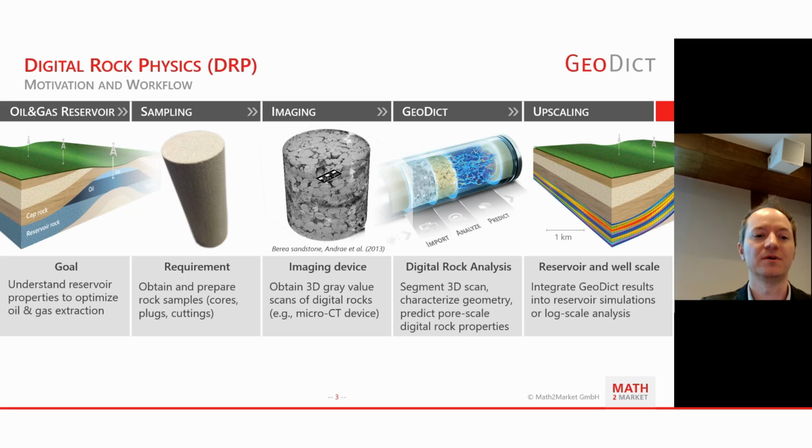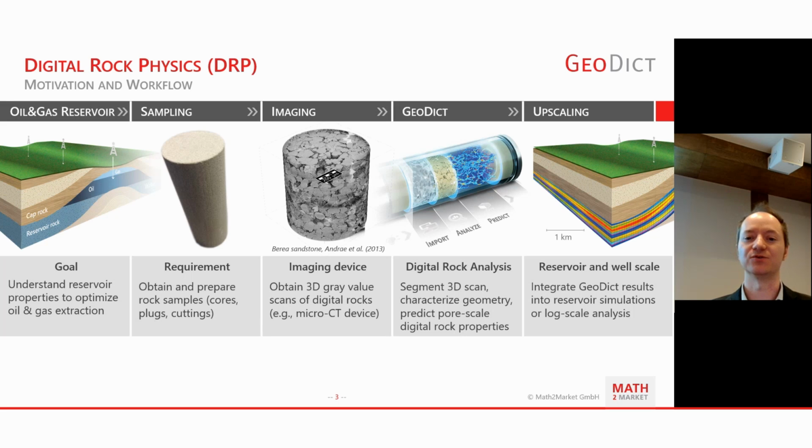So starting off with a general overview. We want to understand our reservoir properties and we want to optimize oil and gas extraction. In order to get a better understanding of our reservoir or the formations that we have, we need to get rock samples. So we need cores drilled from our wells. With these cores, we typically extract plugs. They can be imaged with an imaging device such as a micro-CT, so that you get a gray value image in 3D.